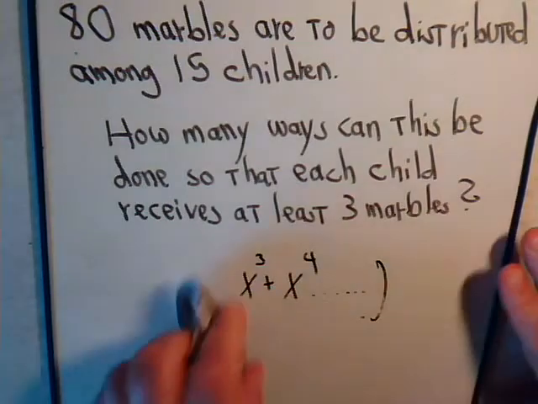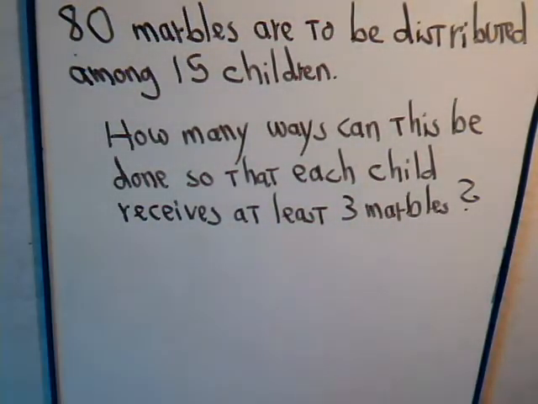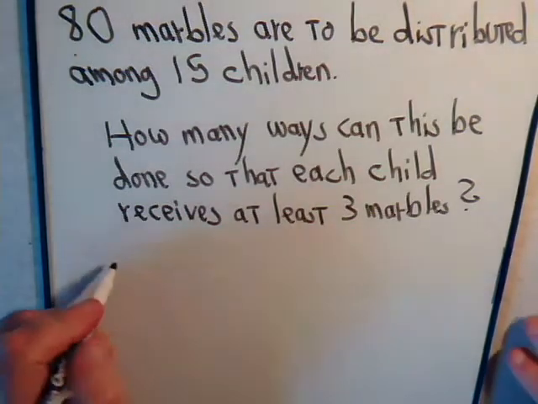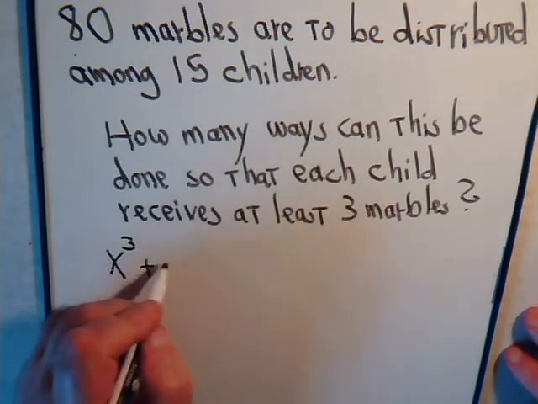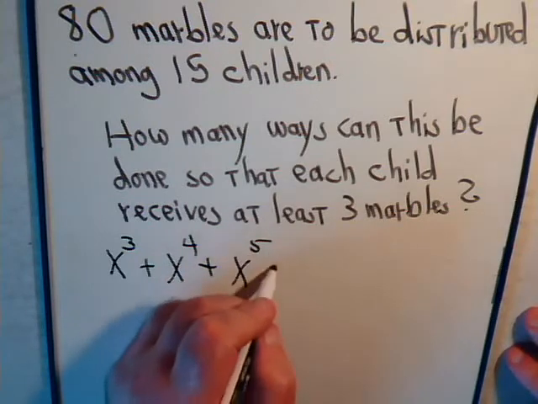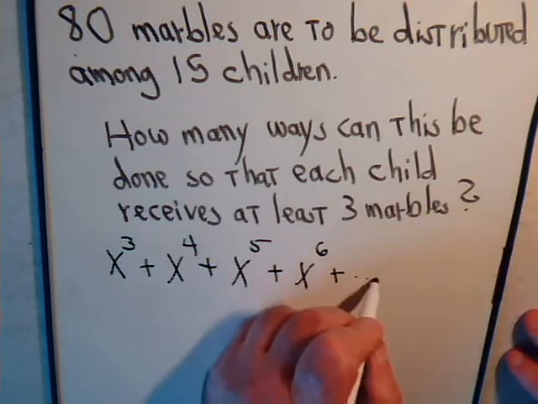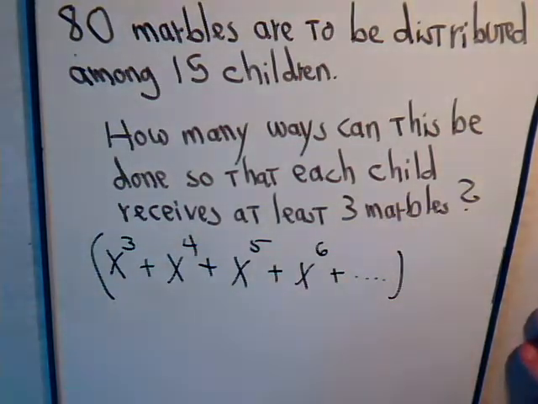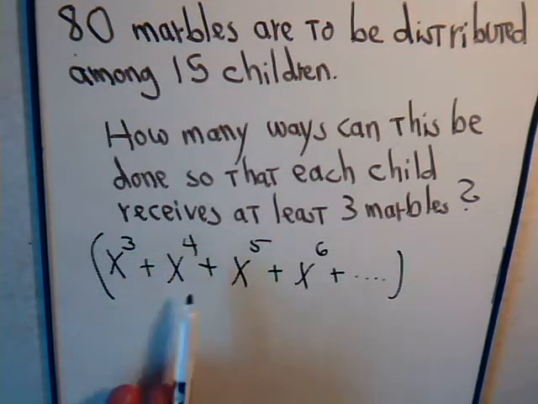So, for each child, the generating function is x cubed plus x to the 4th plus x to the 5th, and so forth, like this. And that would be for each child. They're going to receive 3 marbles, or they might receive more than 3 marbles.